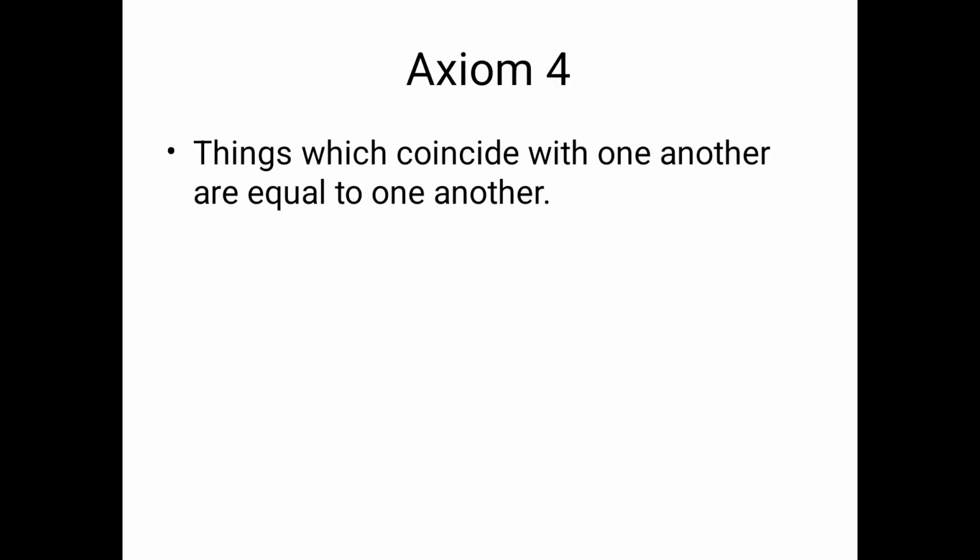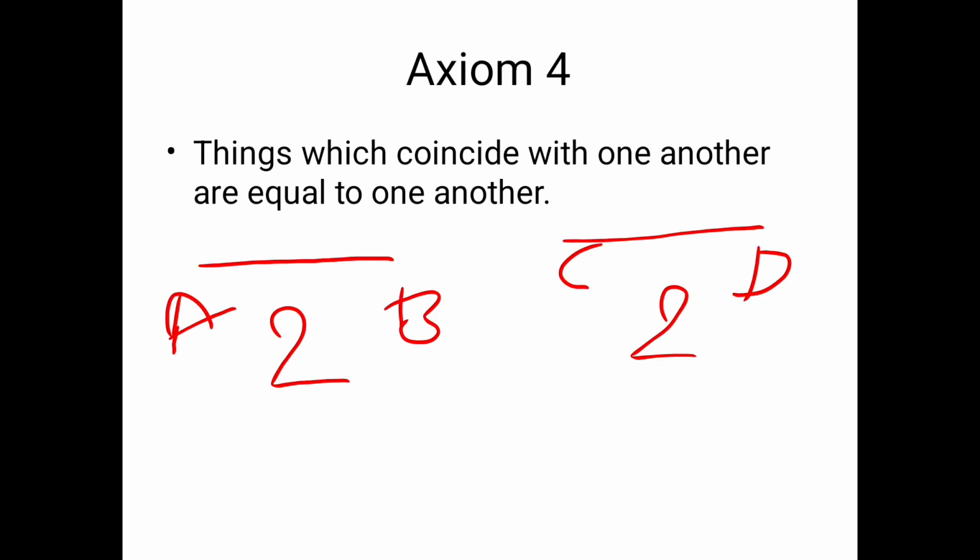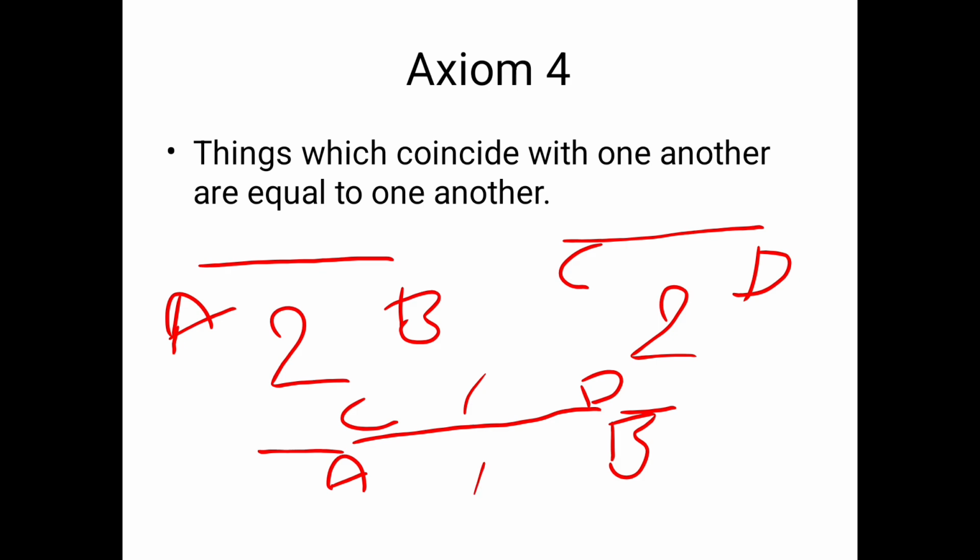Now we will move on to axiom 4. It says things which coincide with one another are equal to one another. I'll again take the same example, line segments AB and CD, 2 centimeters each. If I merge them, they will coincide with one another. That is, AB will coincide with CD. They will overlap each other, meaning nothing remains extra on this side or above or below. That means both are equal. If one is shorter than the other, they will not coincide with each other.